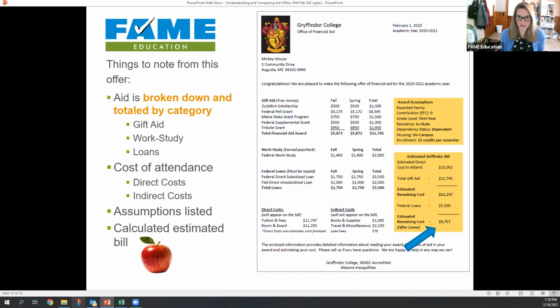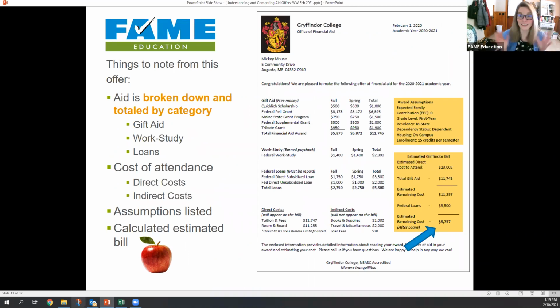So here's one for Gryffindor College. You've got two HP nerds in the room with you here. As an example, you'll see here that the aid is broken down by what category it falls into, which is really great.